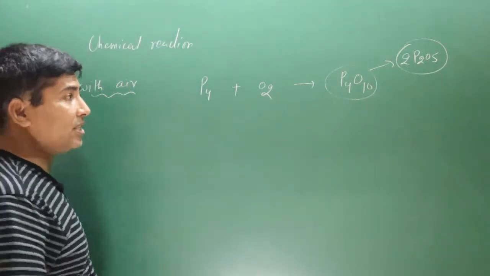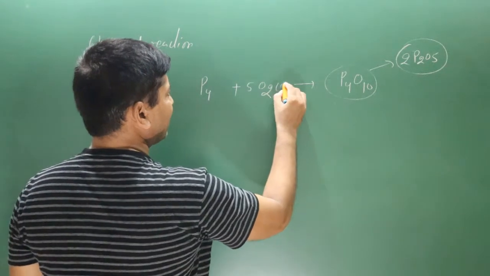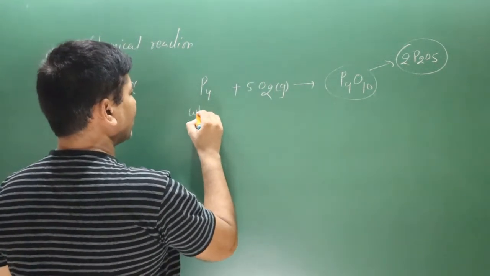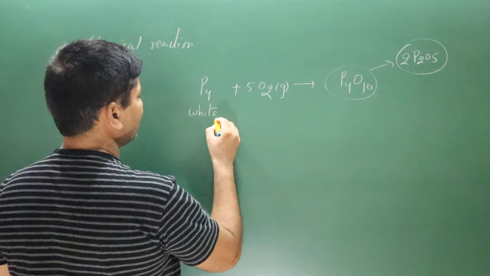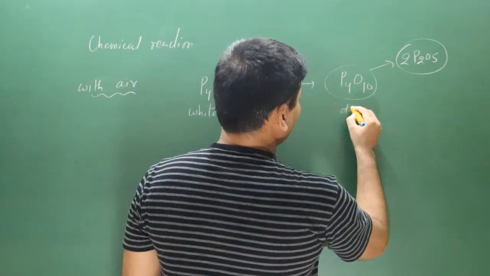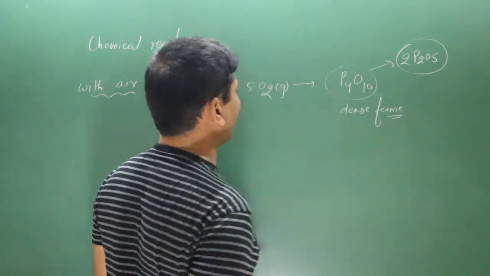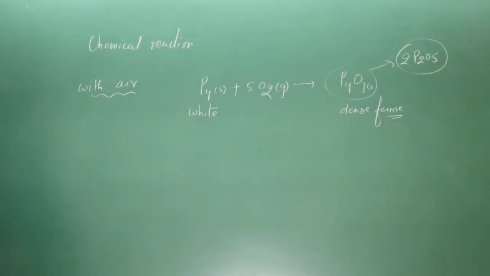P4O10, this is phosphorus pentoxide. You can balance by multiplying by 5. It is a white solid substance, while white phosphorus is in the solid state. We get a dense fume. Dense fume will start coming out once it comes in contact with air.